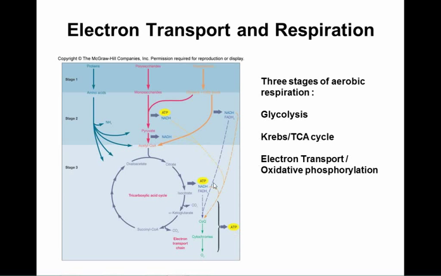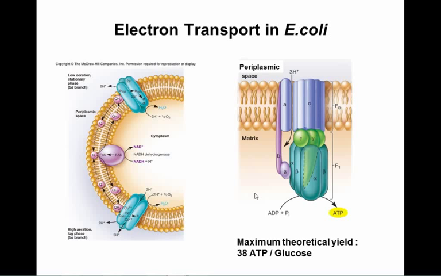So we're going to look at this step, electron transport and oxidative phosphorylation, with our favorite example, which is, of course, Escherichia coli. For the purposes of L2 microbiology, the thing you need to know about electron transport in coli is that there are three main complexes: NADH dehydrogenase, the quinone cycle, which is here, and the cytochrome oxidase complexes.